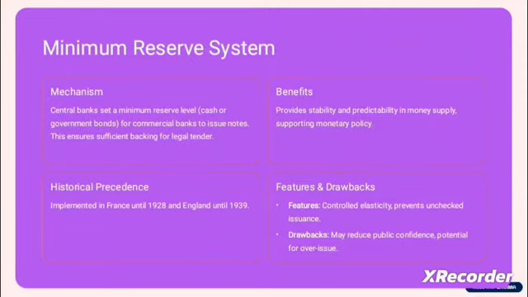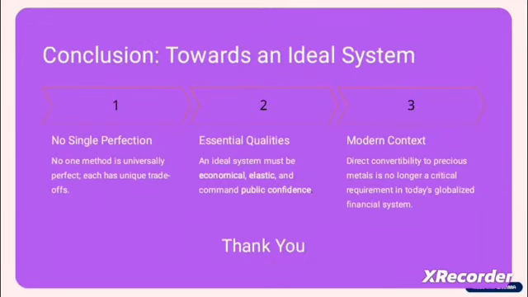Slide 10. Conclusion. Towards an ideal system. No single method of note issue is perfect. An ideal system must be economical, elastic, and command public confidence. In the modern globalized financial system, direct convertibility to precious metals is no longer a critical requirement.